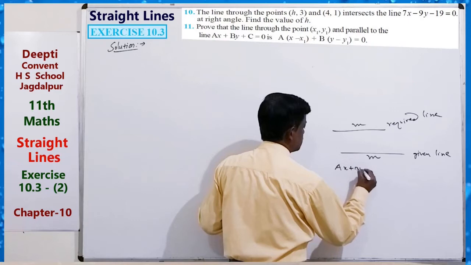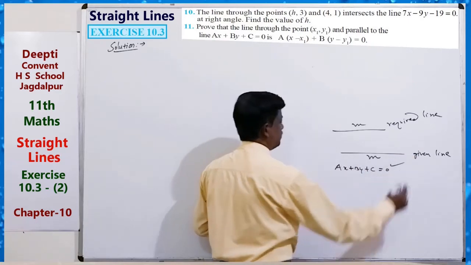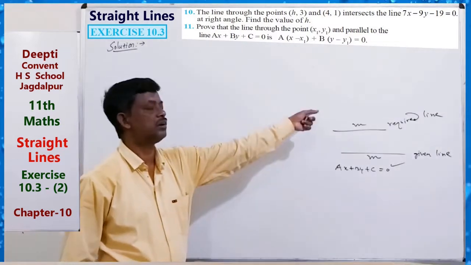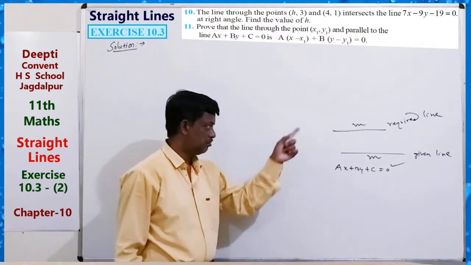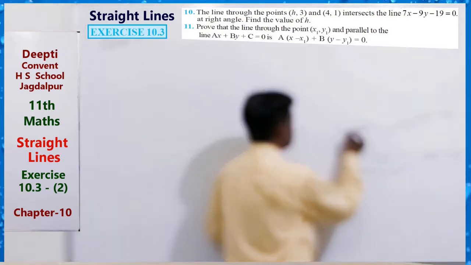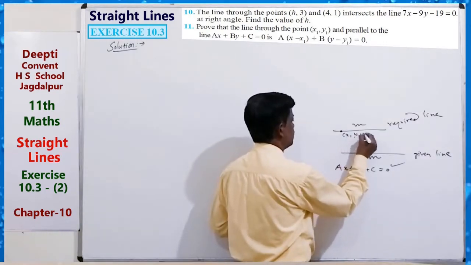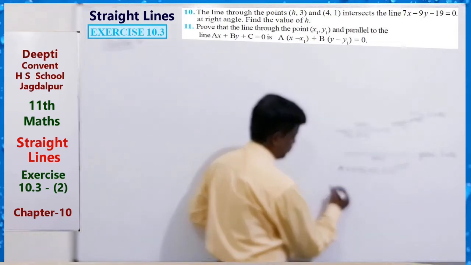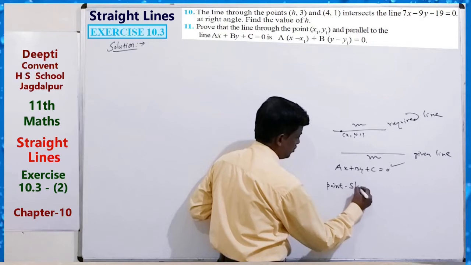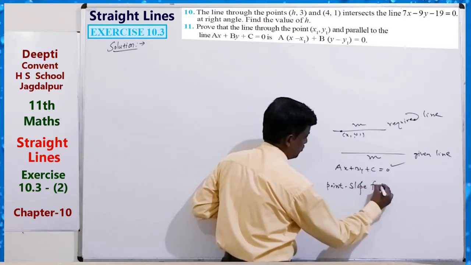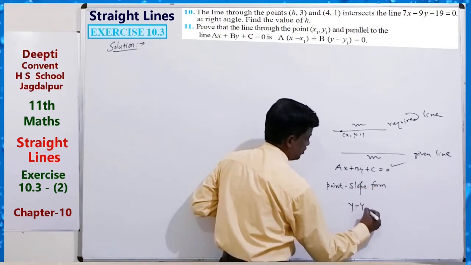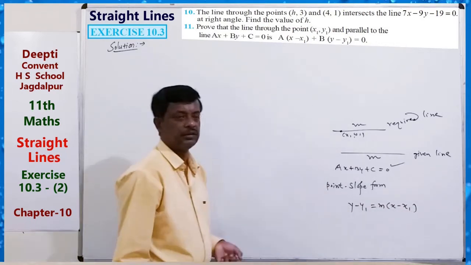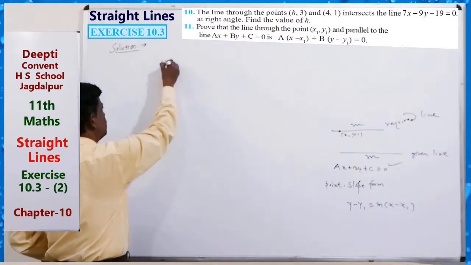ax plus by plus c equals 0. This is the given line, and its slope can be used for the required line because the required line is parallel to the given line, and the required line is passing through the point (x1, y1). So point slope form can be used: y minus y1 equals m times (x minus x1). Clear? So question 11.